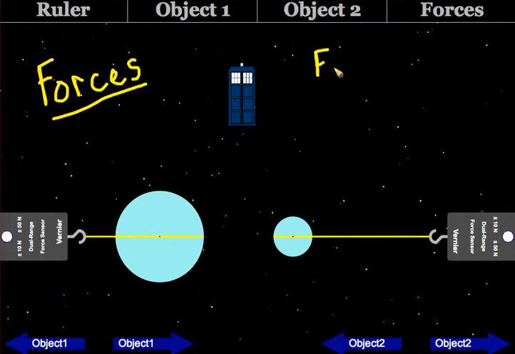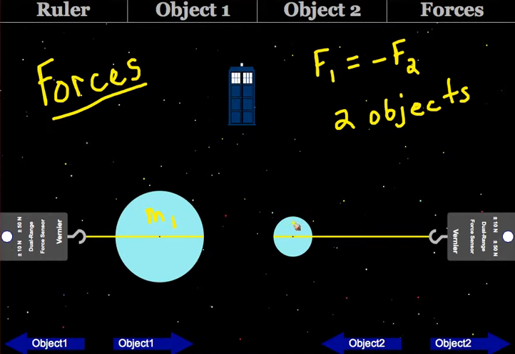Remember that forces always come in pairs, and that forces must be equal and opposite. So that says in order for there to be a force, we need to have two objects. Each object will experience an equal force, but they will be in opposite directions. Okay, it's very obvious when we look at force of gravity that we need to have two objects, especially since the formula involves mass 1 and mass 2.